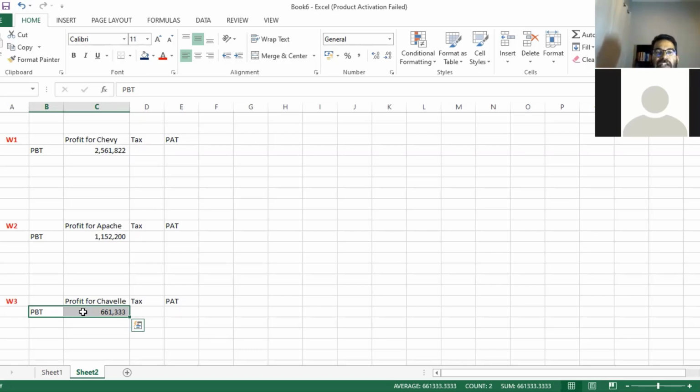Each of them had transactions with each other. From a separate and an individual's financial statements point of view, that is perfectly fine. But now, included in all of these profits, in Chevy's 2.5 million, in APAC's 1.1 million, and in Chevelle's 600,000, are profit figures from intercompany transactions. From a separate, individual company point of view, that is perfectly fine.